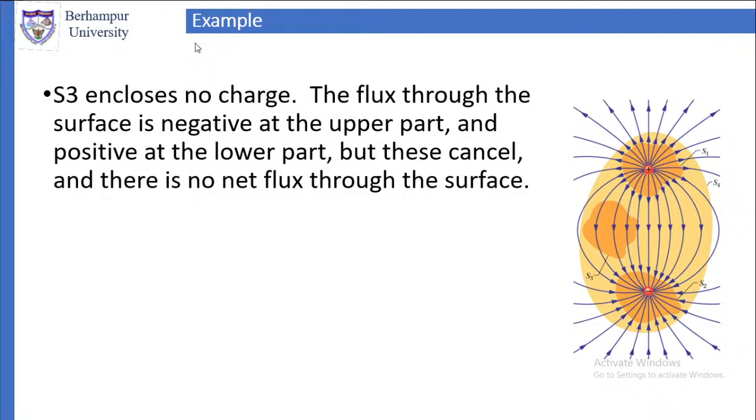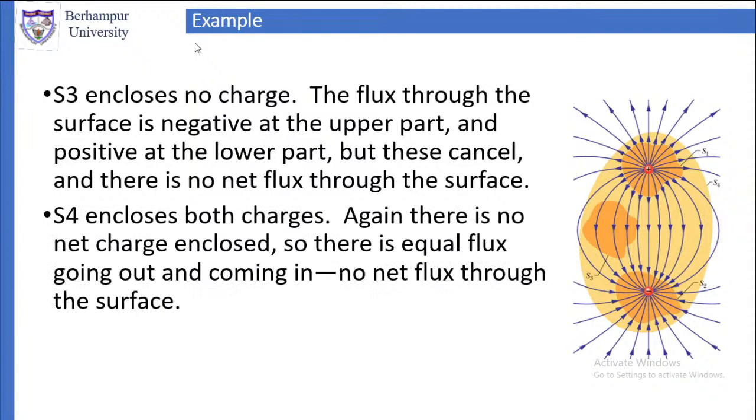So the flux through this surface is negative in the upper part because it is entering. The flux through the surface S3 is positive in the lower part because the lines of force are leaving, and they are the same. The number of lines of force entering is the same as the number leaving the surface. So since they are the same, they will cancel and there will be no net flux through the surface. So through surface S3, there is no net flux. And that is one point.